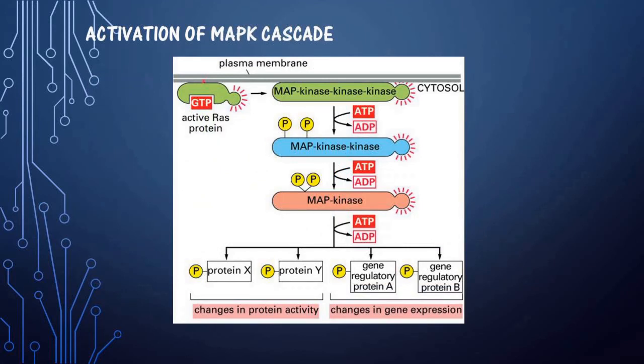The active RAS protein activates the MAP kinase cascade: it activates one MAP kinase, which activates the next MAP kinase, which activates the final MAP kinase. This MAP kinase in turn activates, or phosphorylates, a number of different proteins and transcription factors, which leads to changes in protein activity and changes in gene expression.